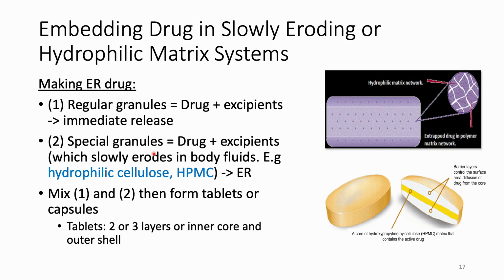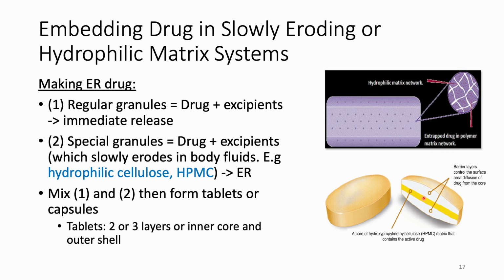When they make these kinds of special extended release drugs, they will mix two kinds of granules together, and the granules can be compressed to form tablets or can be mixed to fill into the capsule. This is an example of tablets embedding drug in a slowly eroding or hydrophilic matrix system. The corner here, the yellow corner, is the drug.